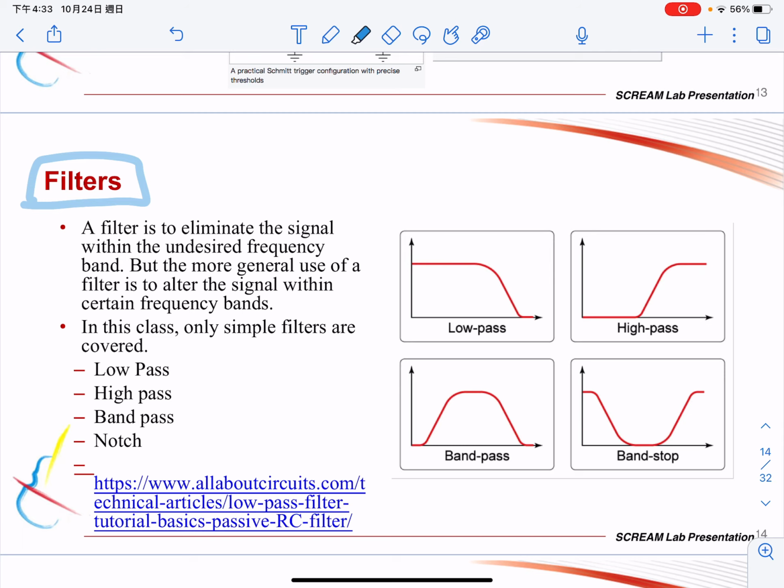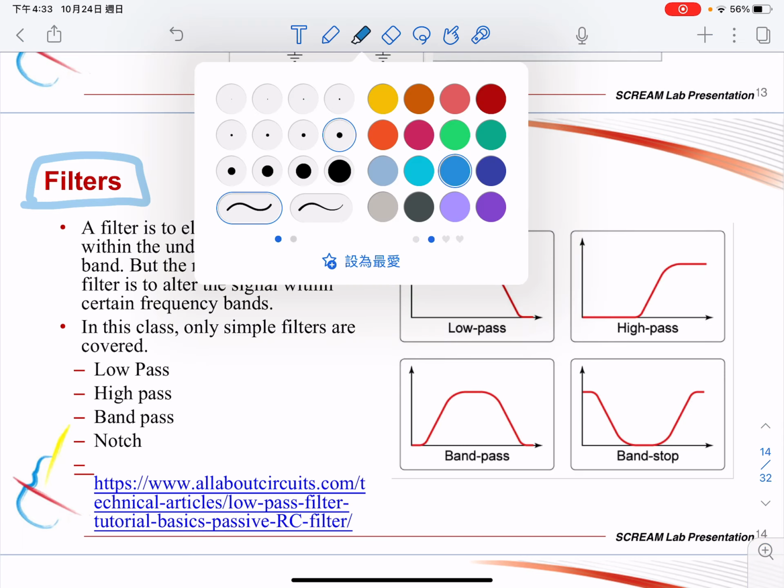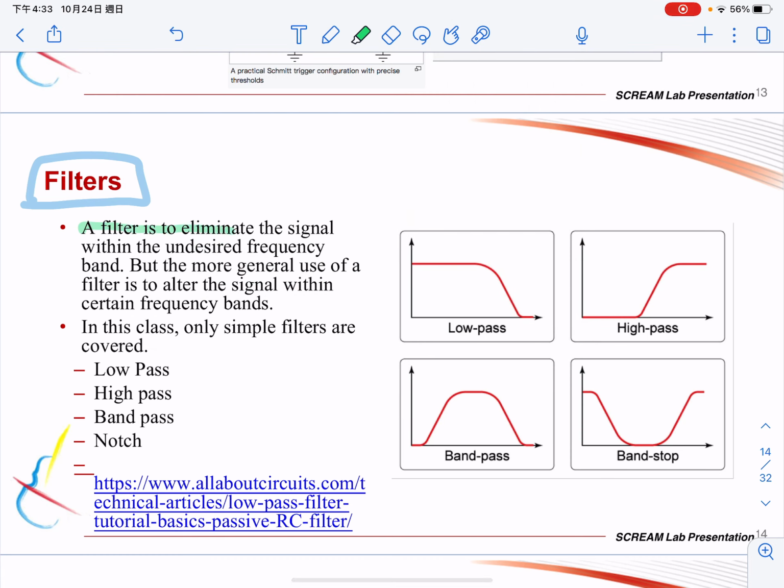A filter is to eliminate the signal within the undesired frequency band. But the more general use of the filter is to alter the signal within a certain frequency band. As you can see, it's altered, not necessarily eliminated. Traditionally, it's eliminated, but in the general use, it's altered. You can make it bigger, make it smaller, either way.